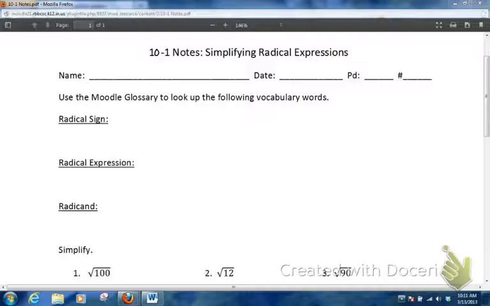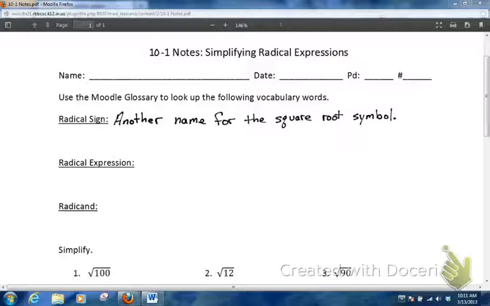Starting here with the definition of a radical sign. This is pretty simple. A radical sign is just another name for the square root sign, or the square root symbol. So the radical sign and the square root symbol mean the same thing. Alright?